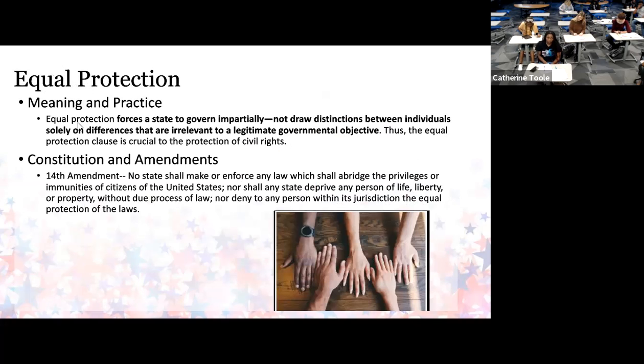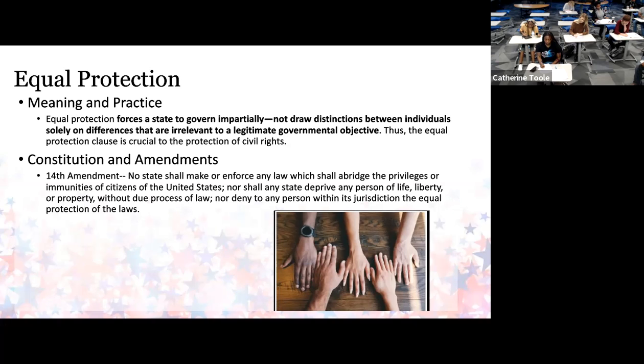Equal protection. We talked about equal protection a little, and about equality earlier. This is equal protection specifically. We're going to talk specifically about the 14th Amendment. And this is the same thing we said earlier, that you can't make laws solely on differences that are not relevant to legitimate government objectives. But then we get into the 14th Amendment, which we call the Equal Protection Clause.